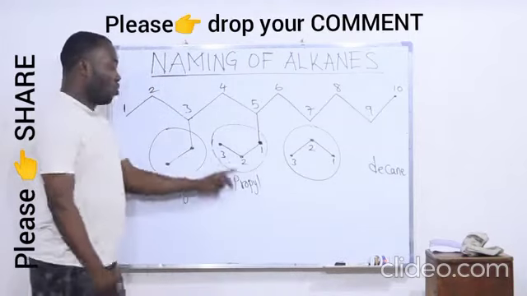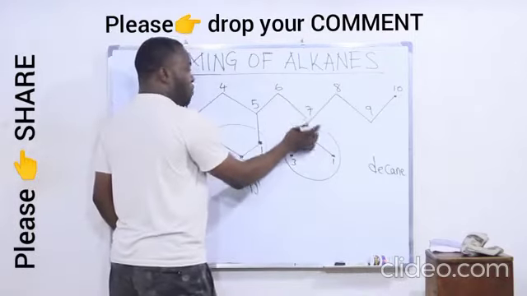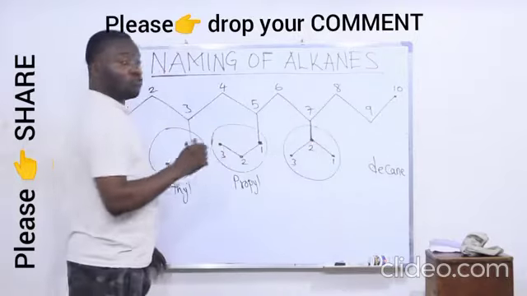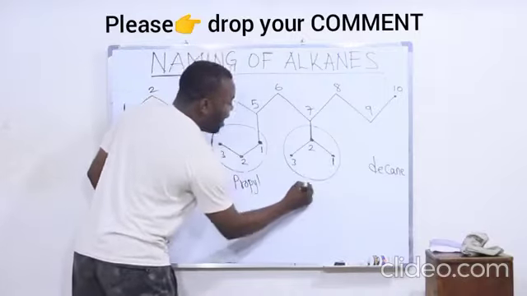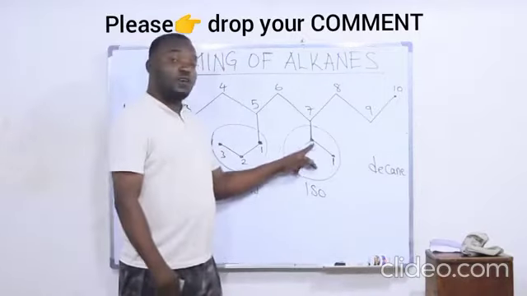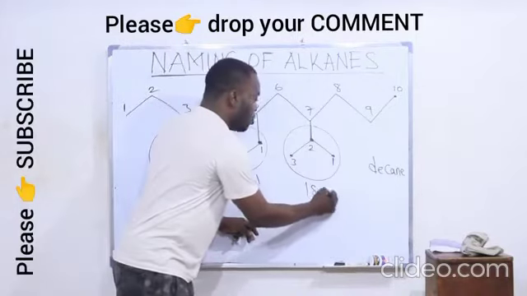In that case, we'll call it propyl. But here, it is connected to the compound from the second carbon, like this, from the second one. So whenever it is connected from the second carbon, we call it iso. Iso shows it is connected from the second. Then how many carbons are there? 1, 2, 3. Isopropyl.